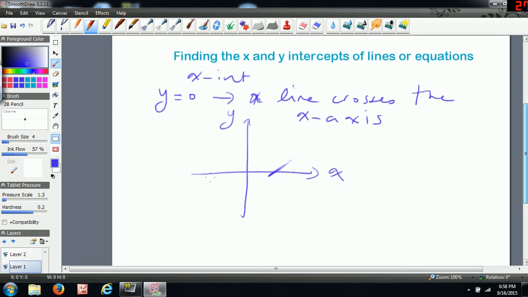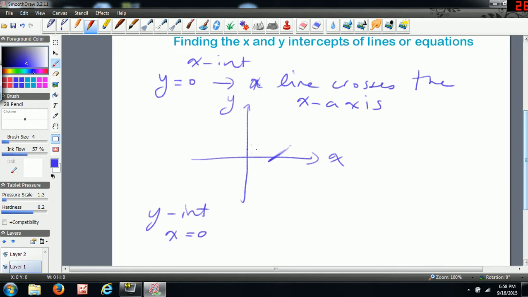And then the y-intercept is when x equals 0, and that is where the line crosses the y-axis. So it could be up here or up here. That's when x equals 0. And here, when y equals 0, we can figure out our x-intercept.